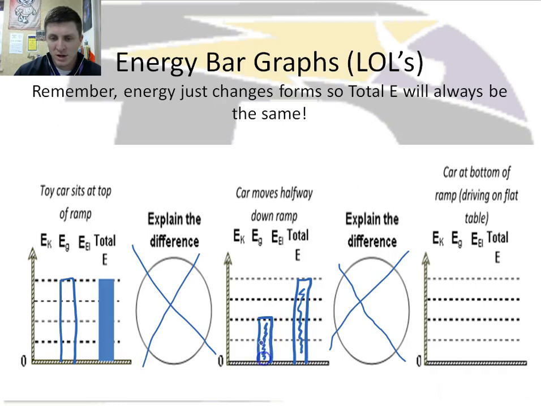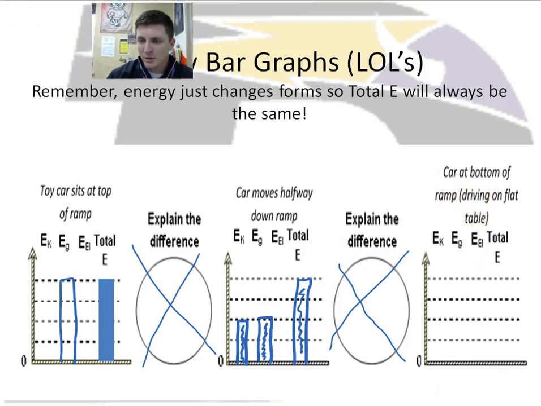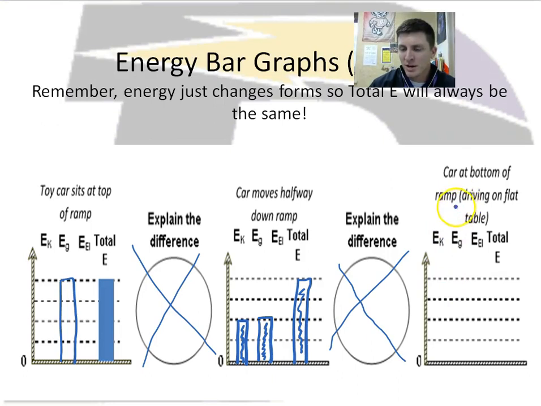And we assume that the car is moving, and since it's halfway down, we're going to have some kinetic energy, and that's going to be half as well. We're going to have 2 bars there to fill in our energy bar graph. If we keep going, let's say the car is now at the bottom of the ramp and it's driving on a flat table.